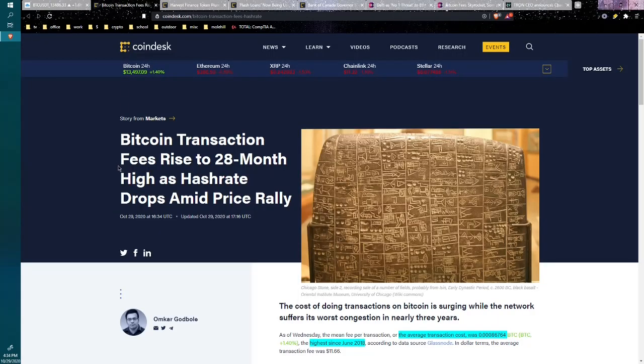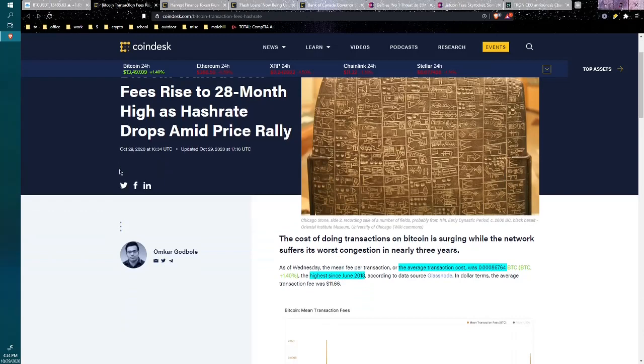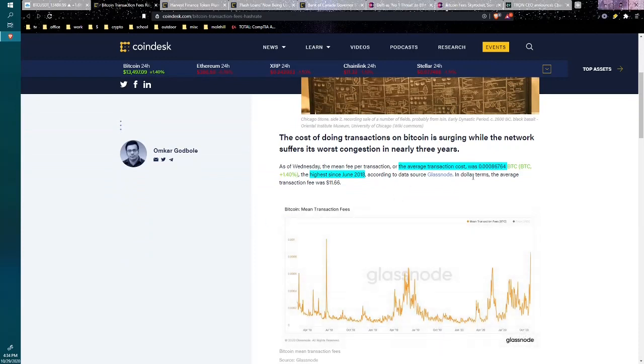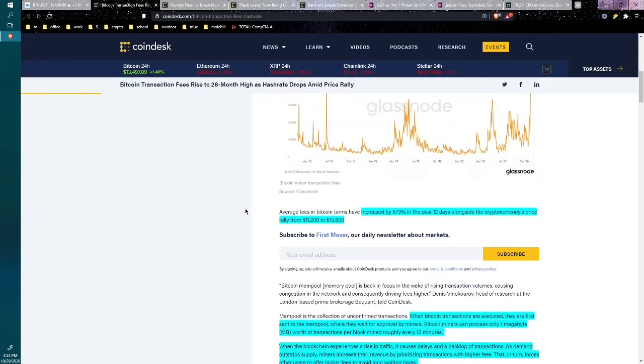Bitcoin transaction fees are at a 28-month high as the hash rate drops amid a price rally. So this is tough. This is a lot of craziness going on all at the same time. Highest since 2 years ago, up to $11, and 573 in the past 12 days, an increase of, brutal, just brutal.